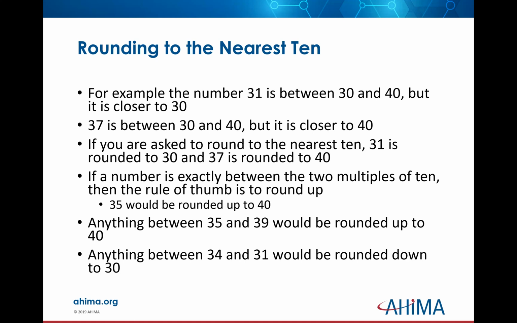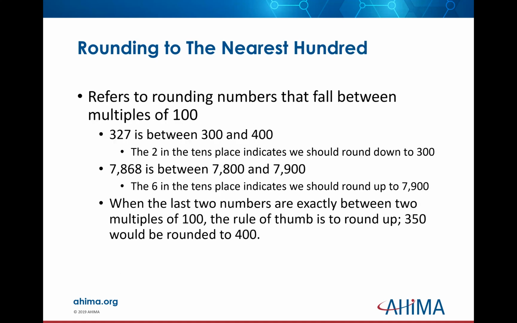The most logical thing would be anything that's between 35 and 39 would go up, of course. And anything between 34 and 31 goes down to 30. So that leaves the question, what do we do with 35? Well, when a number is exactly halfway between the two multiples, we generally round up unless otherwise specified, as it says here in the third bullet point.